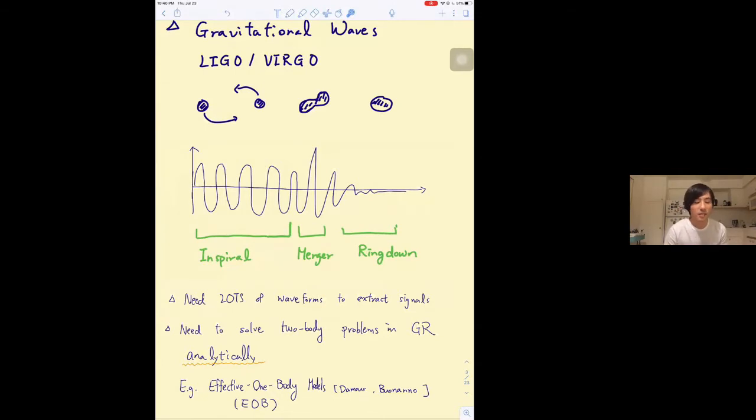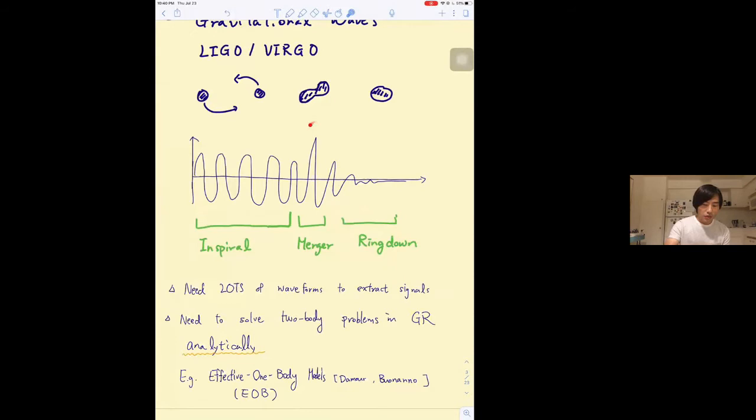the LIGO signal. So in the very end of this inspiral event, the two bodies become close enough to each other. And so, for example, the two black holes' event horizons begin to touch each other. And this is a case where the gravity becomes strong. You can't use any perturbation theory, and the only reliable theoretical tool here right now is numerical relativity.